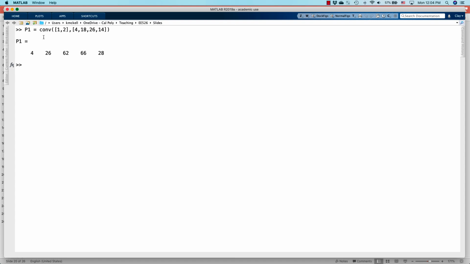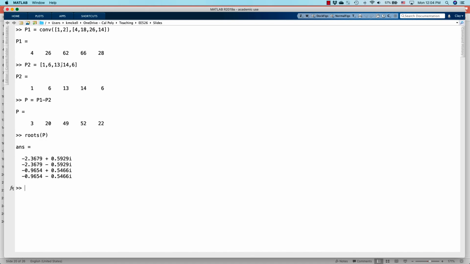And so that should have 5 elements in it because it's a fourth order polynomial, and they count down. These are the s to the 4, s to the 3, s to the 2, s to the 1, and then s to the zero. And the second term in the polynomial was s to the 4, 6s to the 3, 13s squared, 14s, and 6. Also a fourth order polynomial, and then we're going to subtract them. So p is p1 minus p2, because we subtract corresponding powers of s, and then I can get the roots of p using the roots command in MATLAB.